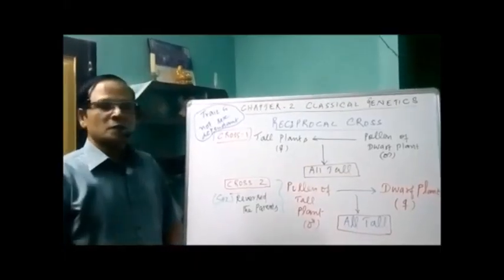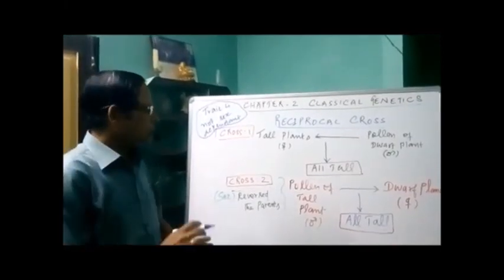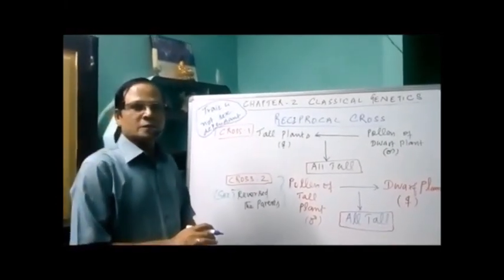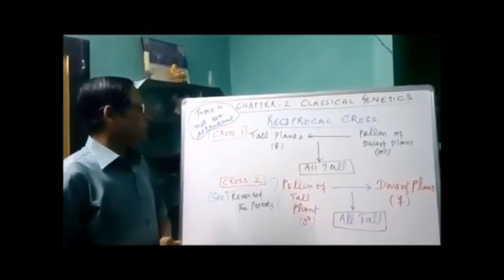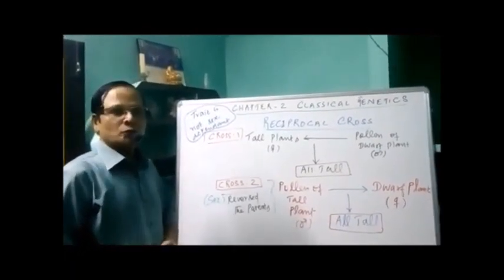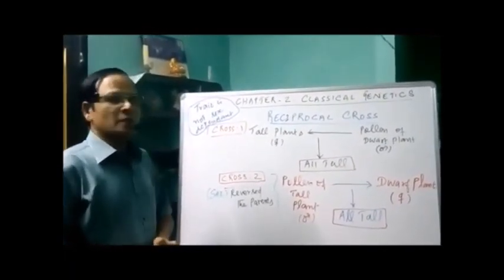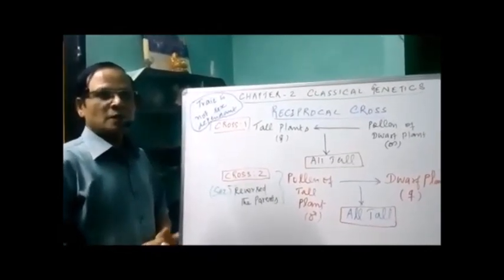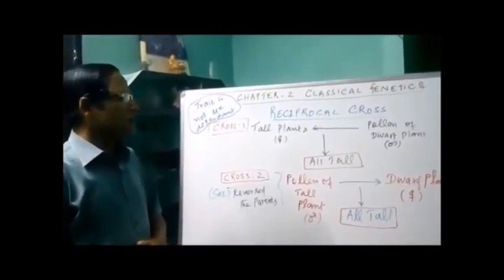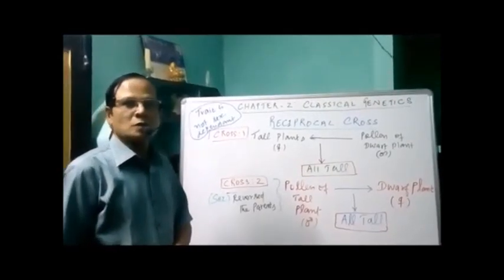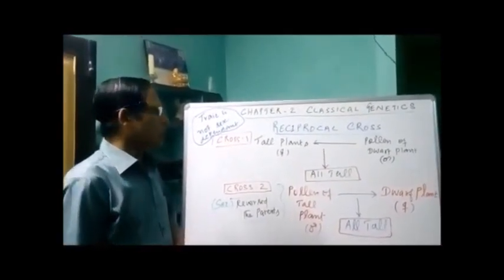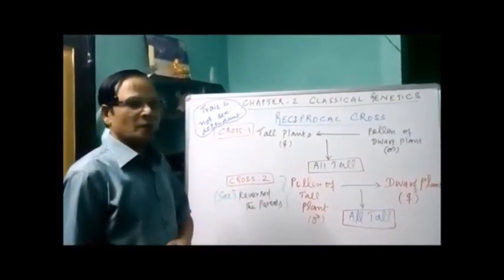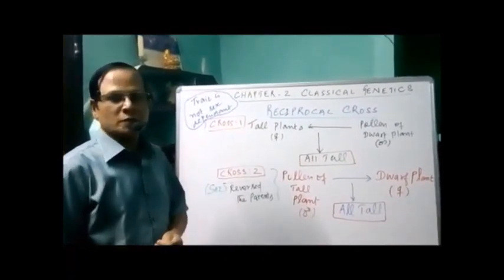Mendel did many crosses in garden pea plants to find out the law of inheritance. Here he wanted to know whether sex has any influence on the inheritance of a trait. That's why he did one cross called a reciprocal cross. What do you mean by reciprocal cross? Here he did two crosses.